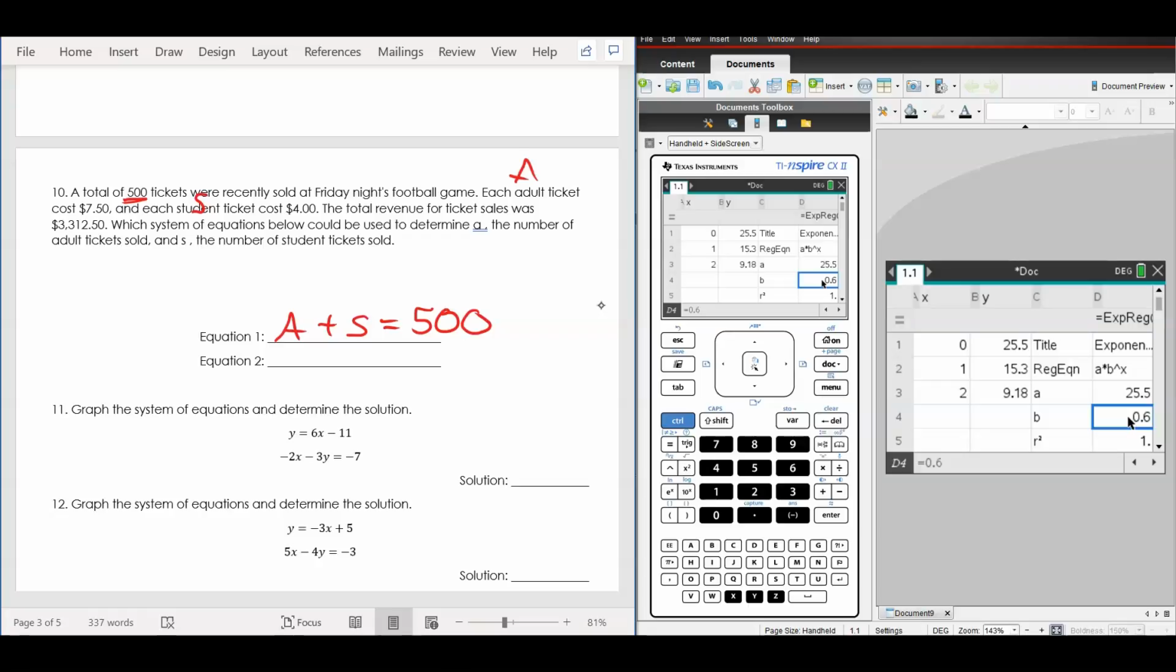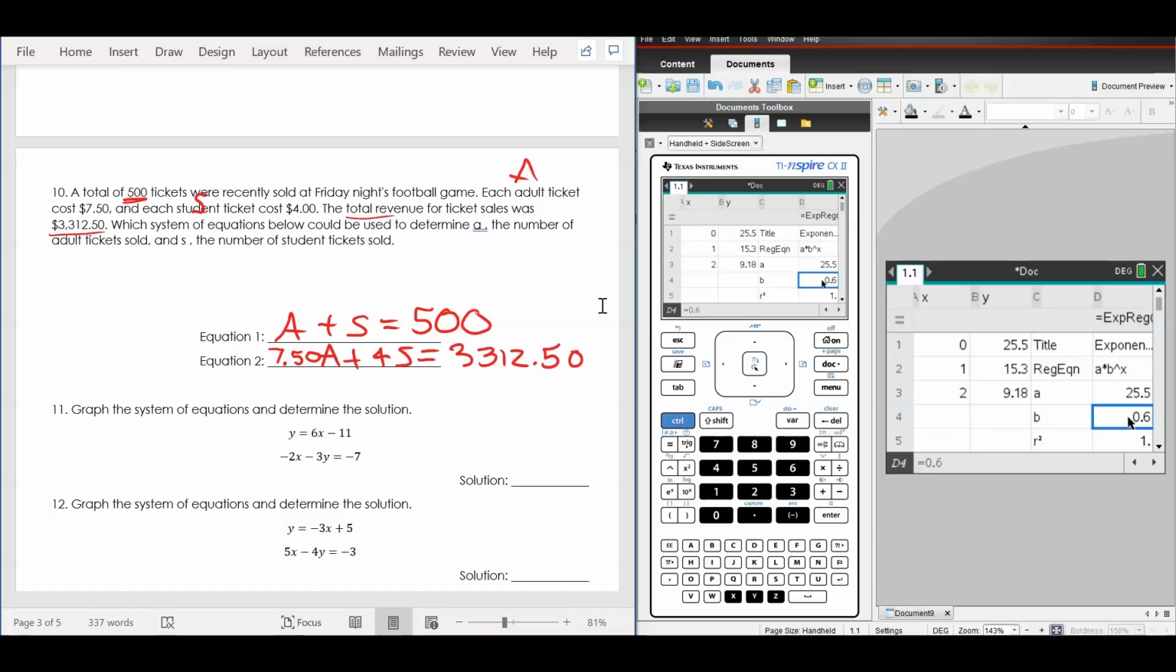Now, the next one, so that's number of tickets. The next equation will be about money, okay? We're going to put the money value next to the A and the S. So the adult is 750, so I'm going to put 750 next to A. 750A is a money value, plus, what am I going to put next to student? Well, $4, right? So I just put 4S equals, not 500, what is the total revenue? Total revenue was, oh man, that's a big number. 3312. Cool. So, hey, you should be able to get two equations out of a word problem.